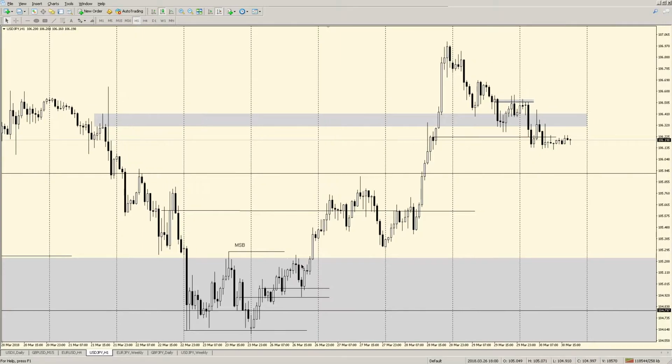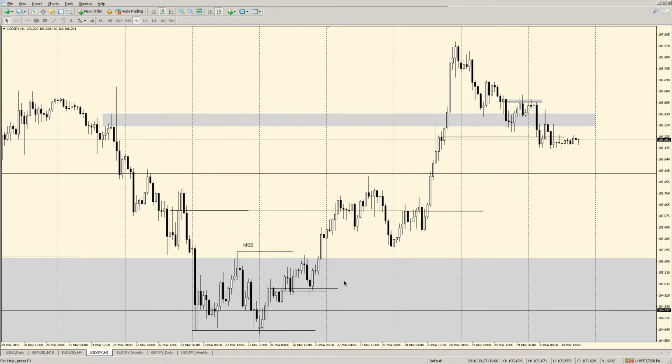So this was the 4-hour level, and if we're going to refine this down now to an hourly level, this was the hourly level that I was looking for price to react off. Why? Because it is inside the 4-hour level, it's inside the daily level, which is marked out by this grey area, and the week level.